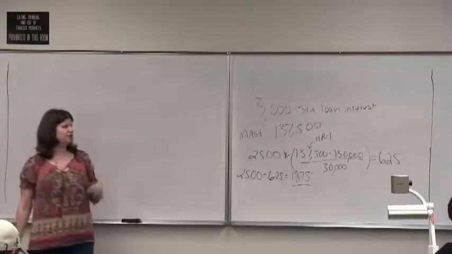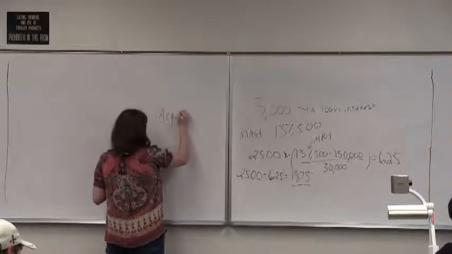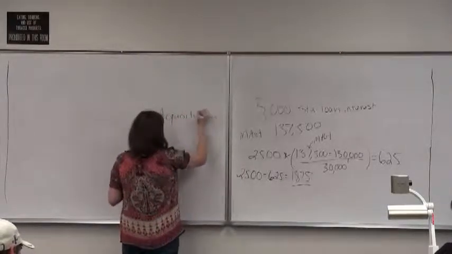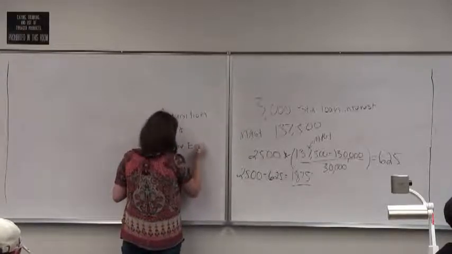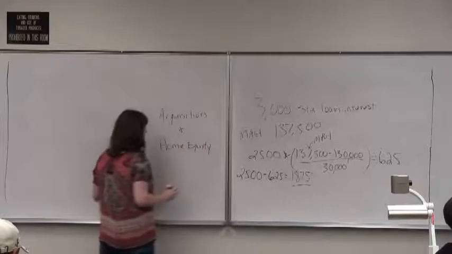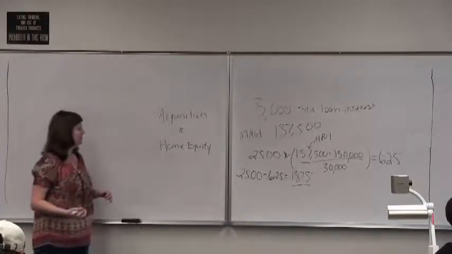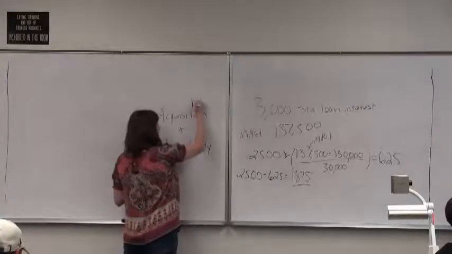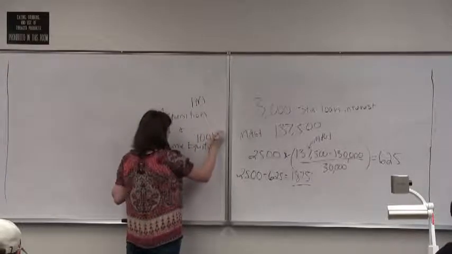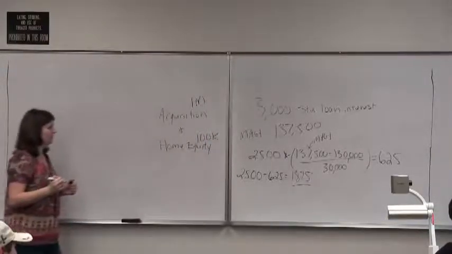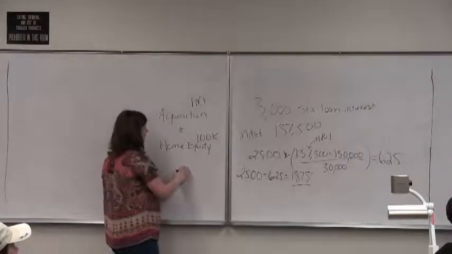The next type of interest, qualified resident interest. There are two types: acquisition and home equity. So acquisition indebtedness has a maximum principal allowed of $1 million. And home equity has a maximum principal allowed of $100,000. And this is actually $1 million if you're filing jointly.